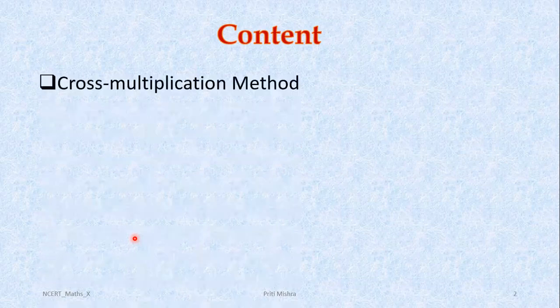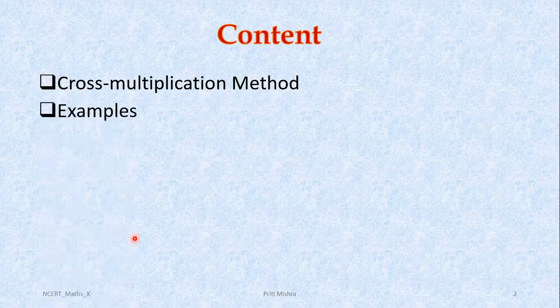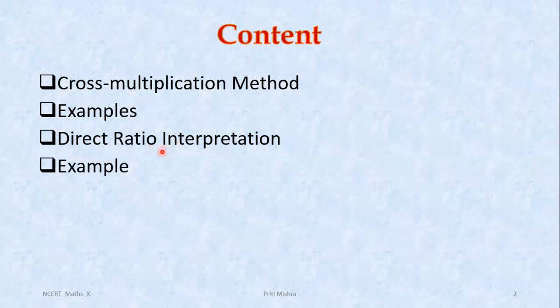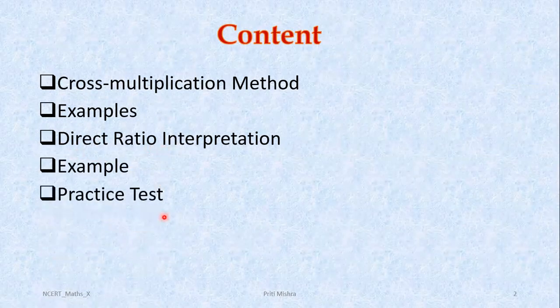Hello everyone, I am back with the third part of the third chapter, Pair of Linear Equations in Two Variables, for class 10th. So let's find out what all topics we will cover in this video. We will start with the cross multiplication method, then examples for this method. After that, we will discuss what is the direct ratio interpretation. Then we will have some examples for this direct ratio method. Then at last, we will have a practice test.